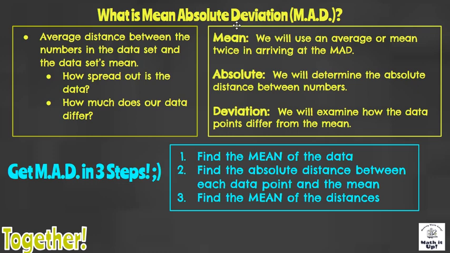Today we're going to be covering mean absolute deviation, otherwise known as MAD. So what is mean absolute deviation? Well, it talks about the average distance between the numbers in a data set and the data set's mean. So it's looking at how far the data points are on average, and you're hearing that word average, so you know mean is involved, on average from the mean of the data. And we'll look at that very specifically and calculate that.